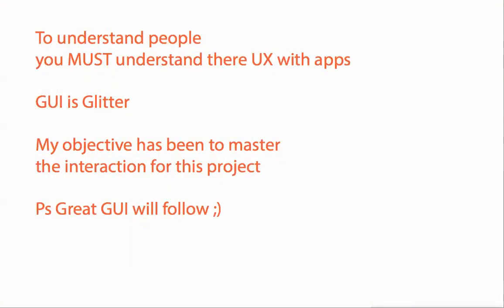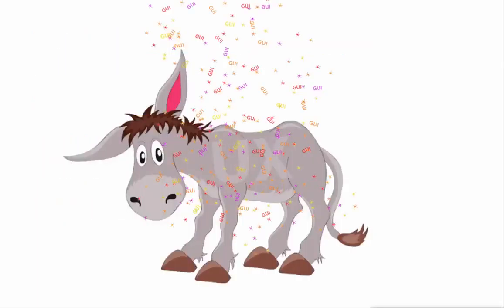So to understand people, you must understand the UX within the apps. GUI, which is graphical user interface, is basically glitter, and my objective was to master the interaction design for this project, to have this app very fluent and easy to be used by all users and all audience. So my target audience will be hit. PS, great UI will follow, and it has, thankfully. So this is kind of my analogy of UX and GUI.